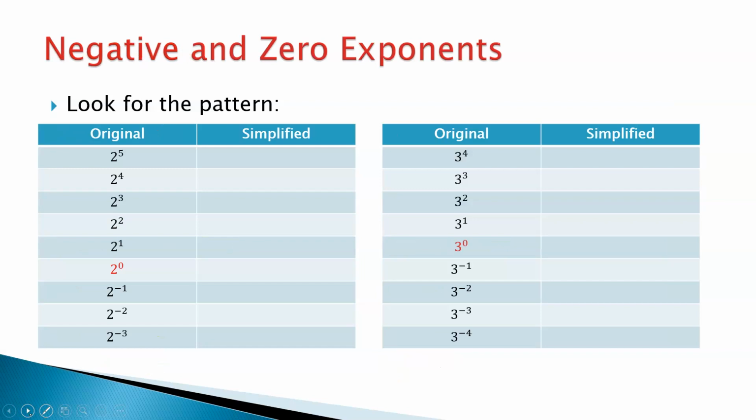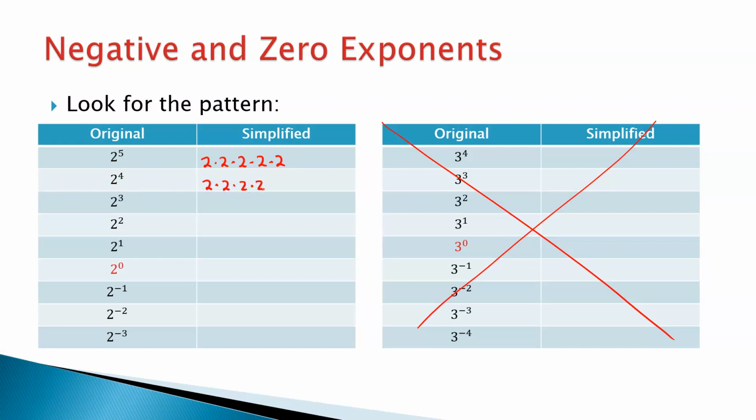All right, so negative and zero exponents. I want you guys to see if you can spot the pattern with this. And I know there's two. I want to keep this video pretty short, so you guys have plenty of time to practice. So I'm not going to do that second part here, but let's just focus on the first one. Take a look. The original here says 2 to the fifth power. If I expand that, that means 2 times 2 times 2 times 2 times 2, 5 times. 2 to the fourth power, the next line here, that's 2 times 2 times 2 times 2, 4 times. The next line, 2 to the third power, that means 2 times 2 times 2, 3 times.